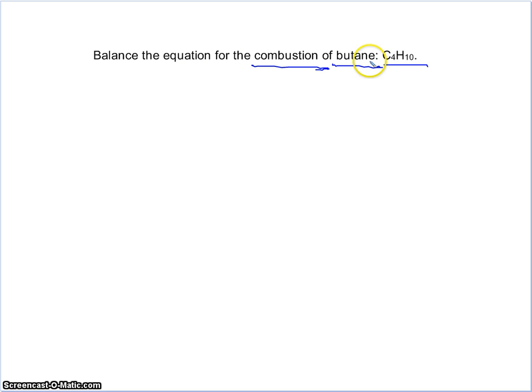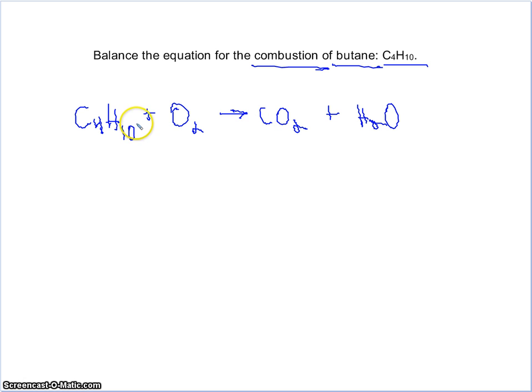C4H10. So it says balance the equation for the combustion of butane. So we know we have C4H10, and we know for combustion it's always burning with oxygen, and it's always going to produce carbon dioxide and water. And I could put all the phases here, right? This is gas, gas, gas. This could be a liquid or a gas. Let's put liquid.